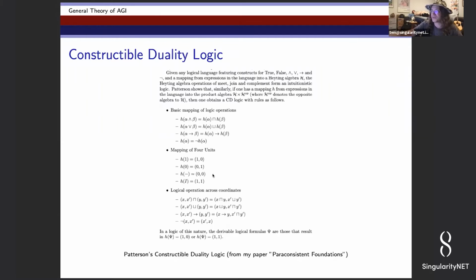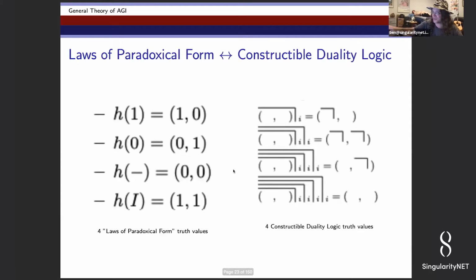And you can see there's four truth values here, right? And these four truth values, it's not hard to see, they're the same thing as the laws of form truth values, although they're not aligned with each other here, because I was lazy and cut and pasted pictures out of the relevant papers. I mean, you have 0, 0, 1, 1, 1, 0, 0, 1.